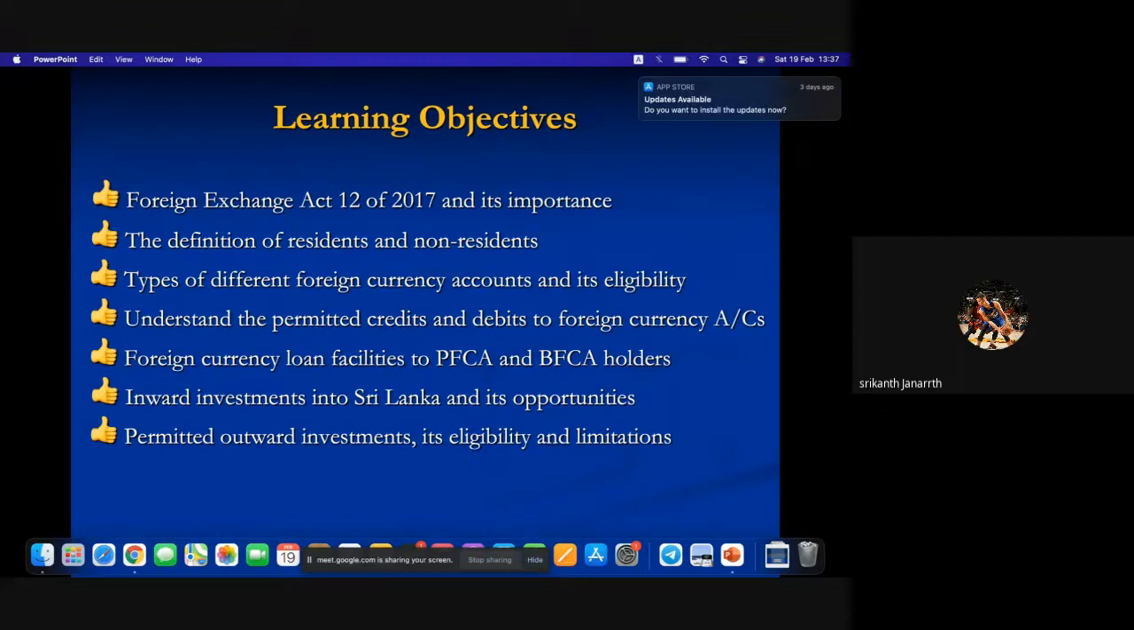Then foreign currency loan facilities granted to PFCA holders, BFCA. We will learn what PFCA and BFCA are during the sessions. So we will go through that. Then inward investment into Sri Lanka, its opportunities, and permitted outward investment. If time permits, we will go through that as well, right? So that is how we structured the learning objective of today's session, right?